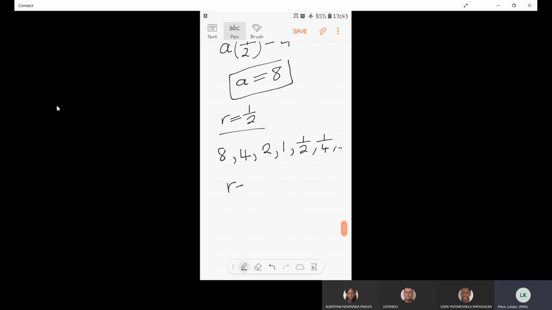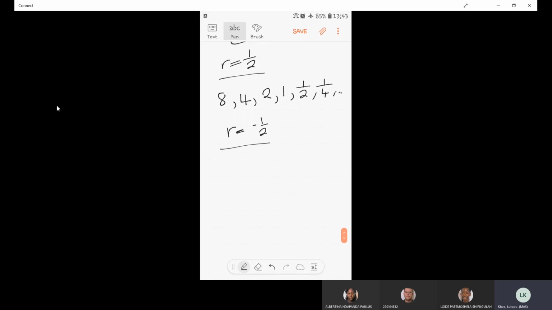Then the sequence, if r is equal to minus a half, is similar. So the first term remains the first term, it's just 8. Then I get minus 4, 2, minus 1, a half, minus 1 over 4. Okay, so that is how the sequence will look like. Let me just read the question out and see what it is saying.